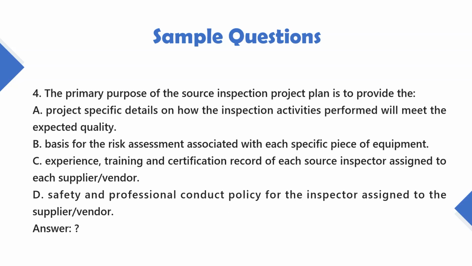4. The primary purpose of the source inspection project plan is to provide the: A. Project-specific details on how the inspection activities performed will meet the expected quality. B. Basis for the risk assessment associated with each specific piece of equipment. C. Experience, training and certification record of each source inspector assigned to each supplier, vendor. D. Safety and professional conduct policy for the inspector assigned to the supplier, vendor.